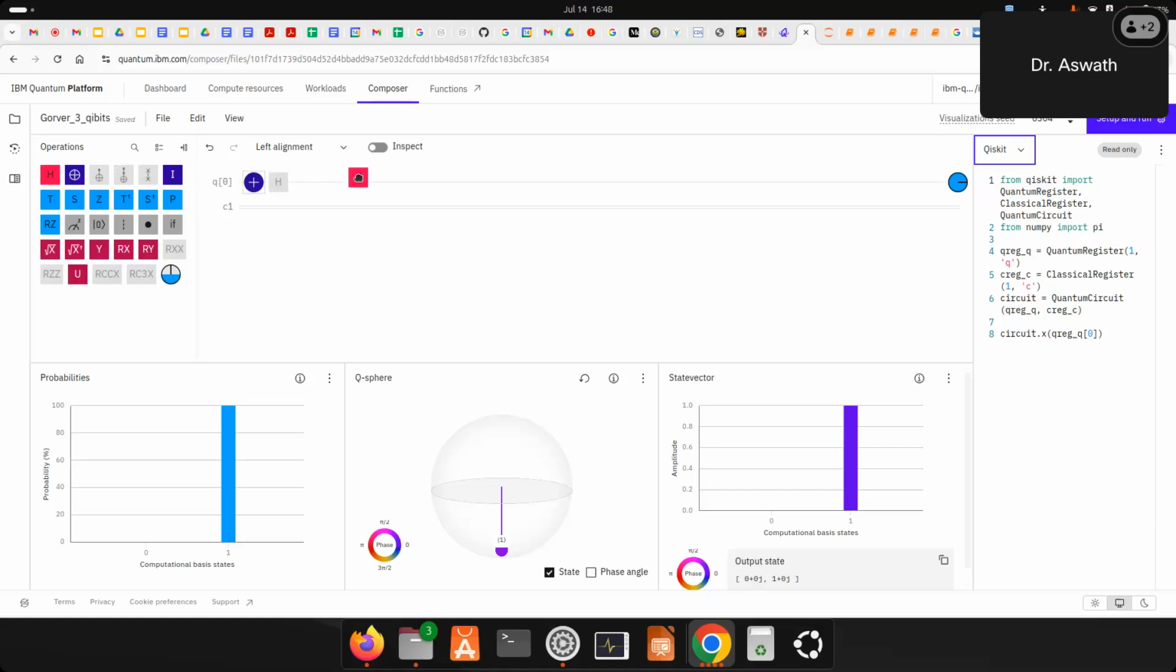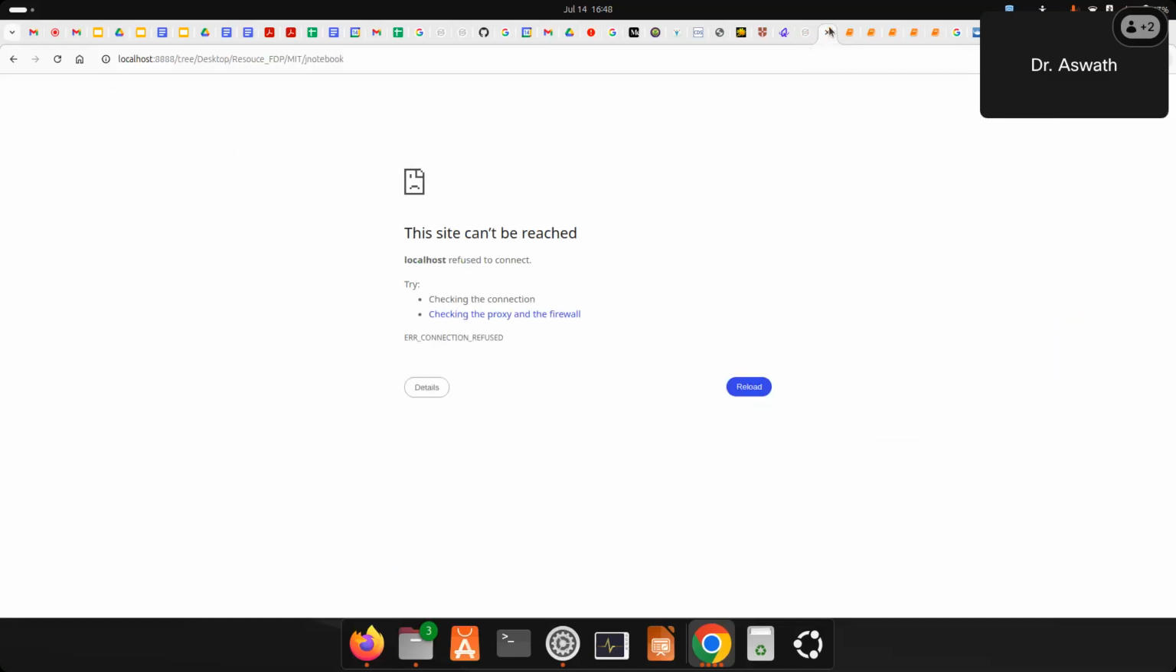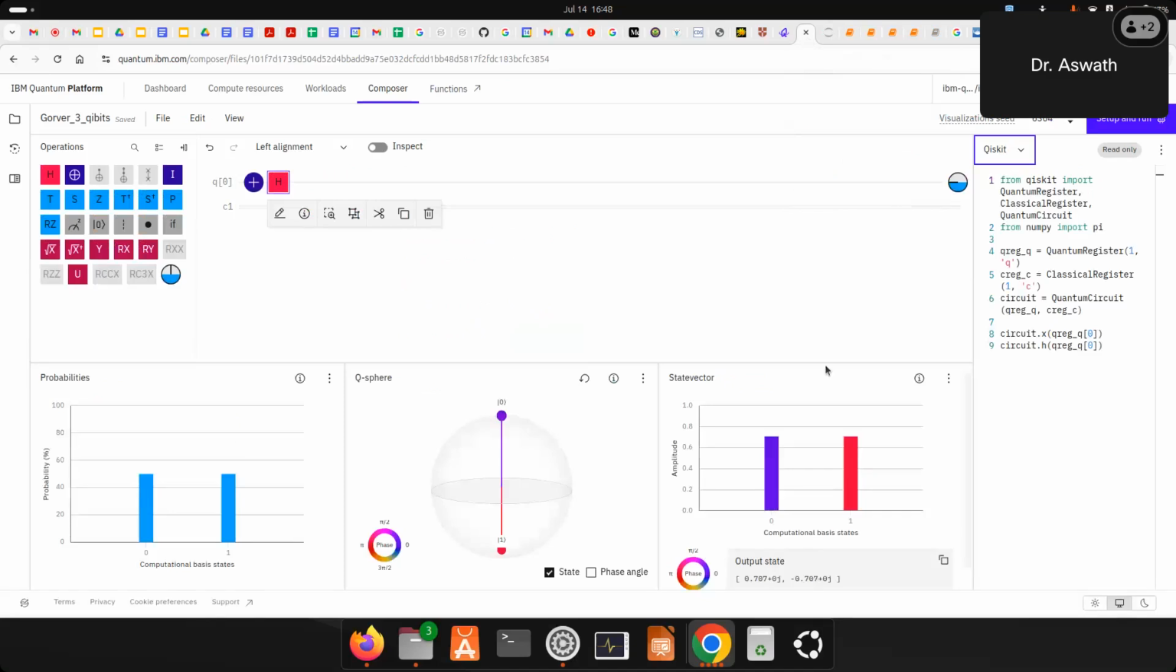If I just bring H here, automatically the code changes. What you can do is copy this code and run it on your Jupyter notebook. I did it yesterday. I think I need to relog in, but don't worry, I'll share the Jupyter notebook where you can work on some coding also.